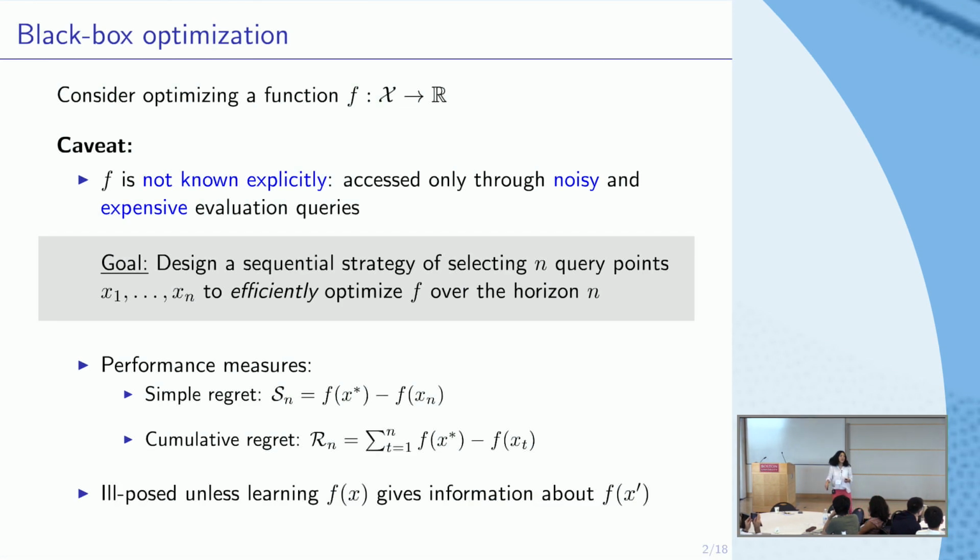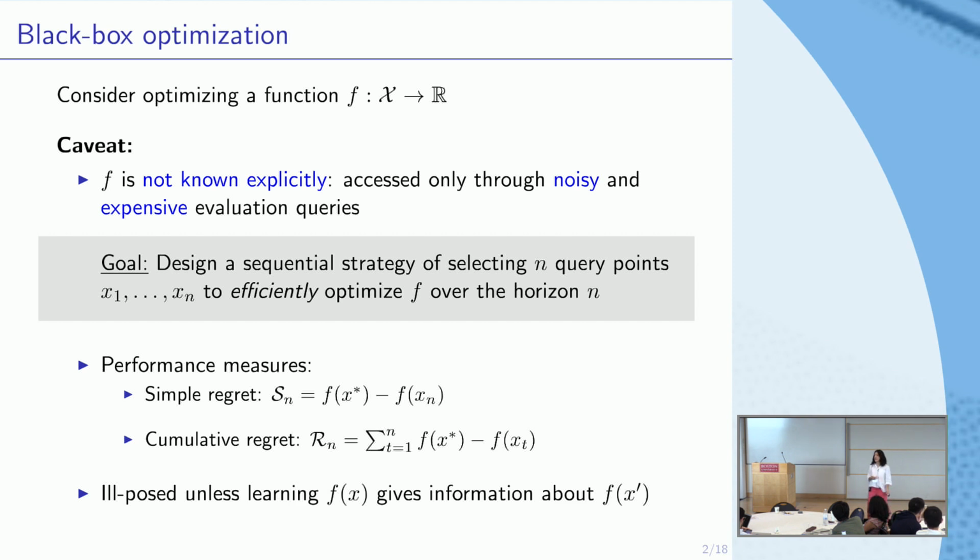Now, this problem is ill-posed. If f is some delta function, like a Dirac delta function, spiked over a space, there is no hope I can learn its maximizer, right? I have to basically do a needle-in-a-haystack search and find it. There's nothing I can do.